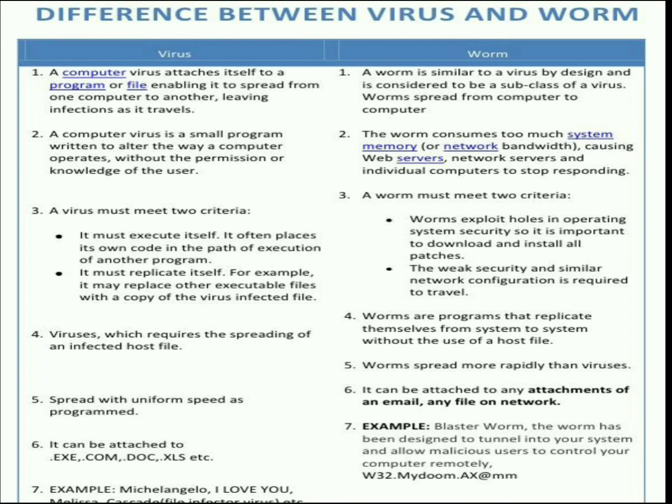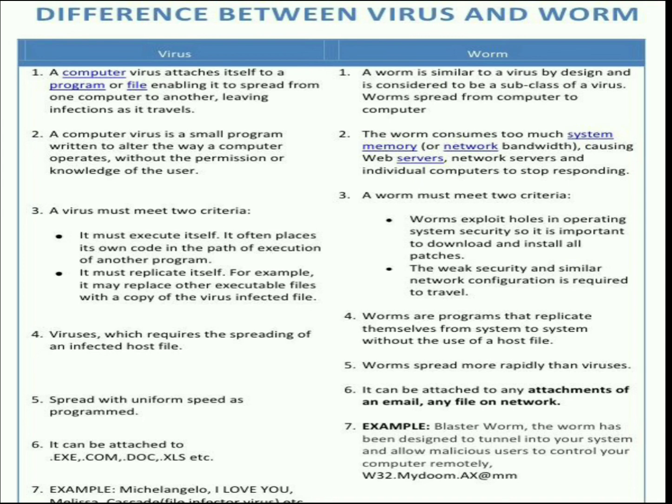A virus requires the help of a user, a host user. But what about a worm? A worm consumes too much system memory and network bandwidth, causing web servers, network servers, etc. to stop responding. And when you consider the criteria of virus and worm, a virus has two criteria: it must execute itself and it must replicate itself. What about a worm? A worm searches for a network which is vulnerable, which is weak, so that it can spread easily through it.